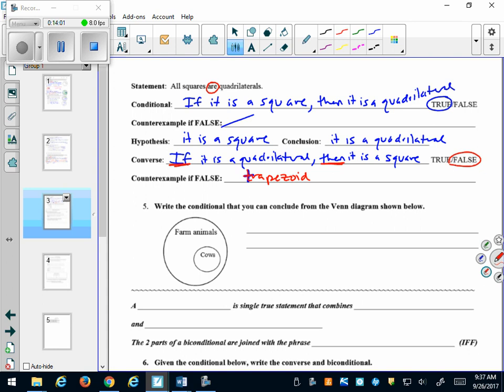All squares are quadrilaterals. When we write the converse, we're saying if it is a quadrilateral, then it is a square, which is implying that all quadrilaterals are squares, and that's not true. That's false. So an example of a quadrilateral that's not a square would be a trapezoid, maybe a rhombus, right? Counterexample is anything that is a quadrilateral but is not a square.